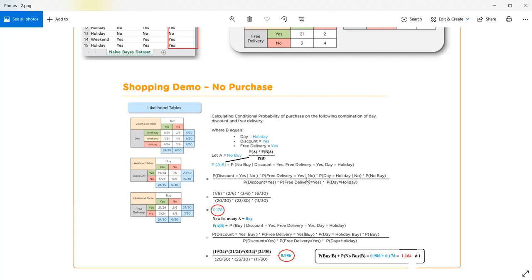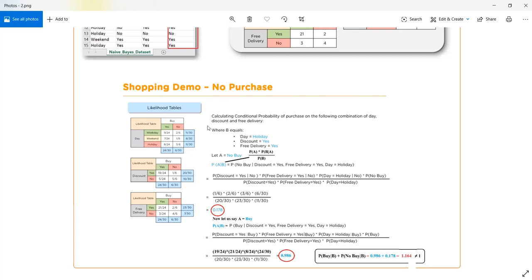Now what we can do, we can see here the probability of discount is equal to yes and there is no purchase. So the probability of discount is yes and there is no purchase is 1 by 6. So this white cell will go to 1 by 6. Probability of free delivery is equal to yes and there is no purchase, this is 2 by 6. So this will go here. Probability of day is equal to holiday and there is no purchase is given by 3 by 6. So it will go here.